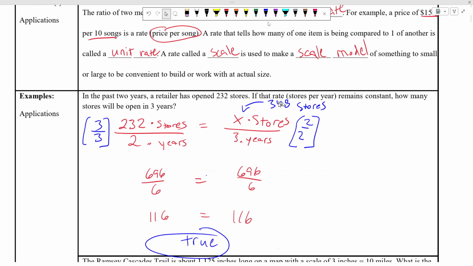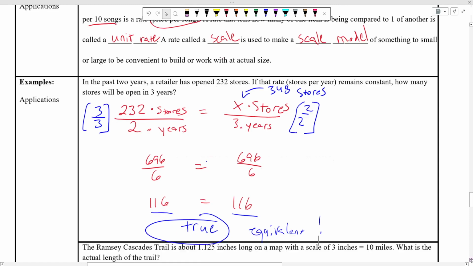So when we're saying x is 348 stores, we get a statement of truth that says 116 is equal to 116. It's equivalent. Thus, it is true that the number of stores that will open in 3 years is 348. Pretty neat, guys. Pretty neat. And real world, too. This is real world. We're basically growing by 116 stores each year. That's real life right there.